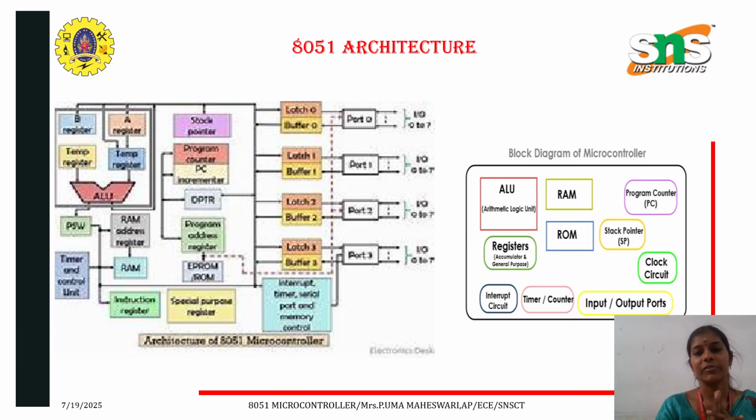On the right side of that block diagram, we can see the ALU (arithmetic and logic unit), RAM, ROM, PC (program counter), SP, registers, interrupt circuit, timer or counter, and the input output ports. In this, the program counter PC and DPTR are 16-bit operators, so we can handle up to 16-bit. That is what handles the higher order address and data in the case of port 2.